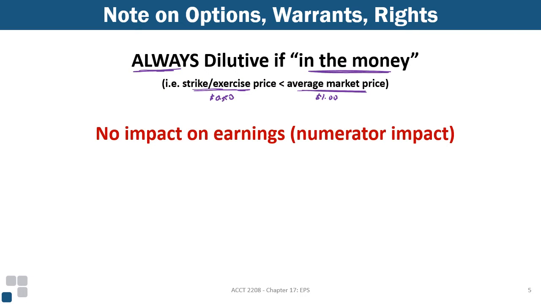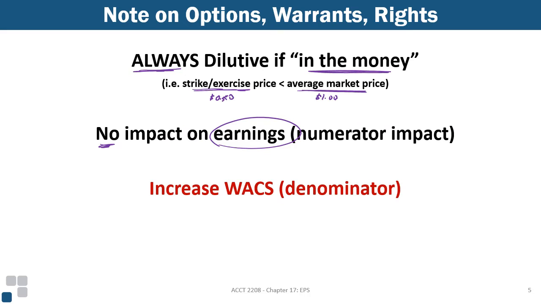The other thing to remember is that there is no impact on earnings. All options do is increase the denominator, through an increase of weighted average common shares. So for the company, there's no earnings impact. It doesn't change the earnings available to the common shareholders, as you'll see.